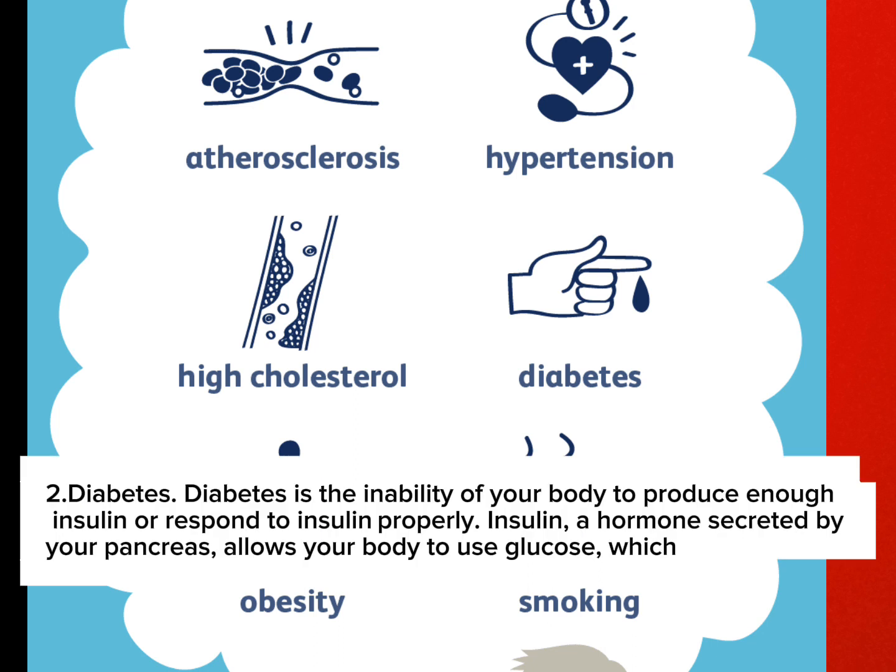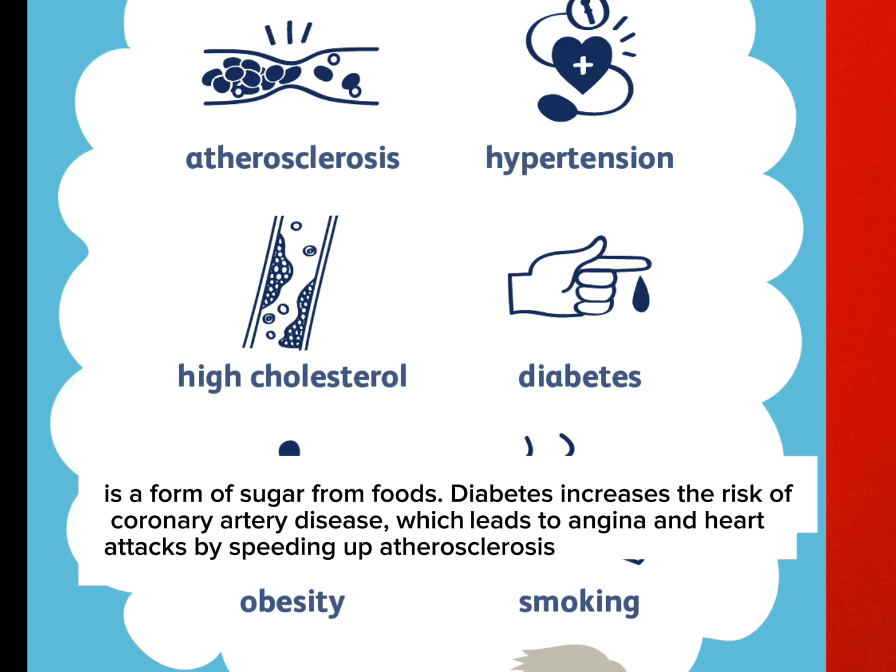2. Diabetes. Diabetes is inability of your body to produce enough insulin or respond to insulin properly. Insulin, a hormone secreted by your pancreas, allows your body to use glucose, which is a form of sugar from foods. Diabetes increases the risk of coronary artery disease, which leads to angina and heart attacks by speeding up atherosclerosis.